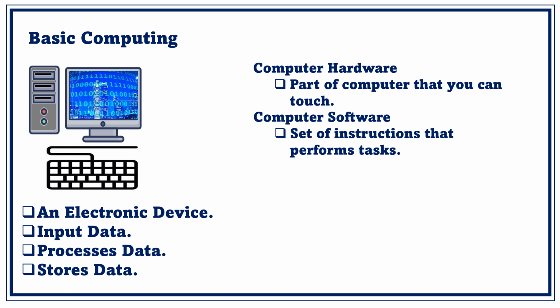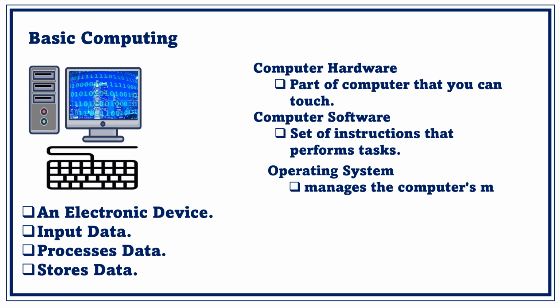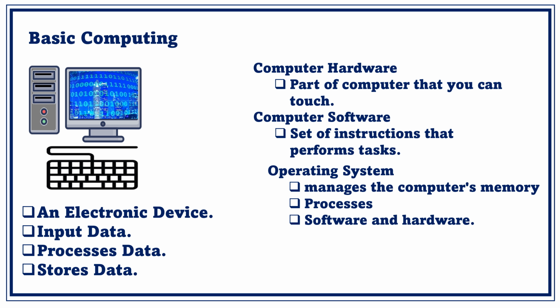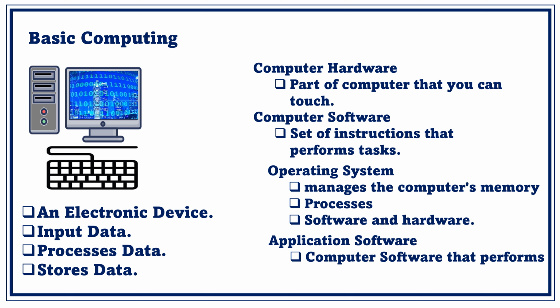Within computer software, we have two categories. Number one is the operating system, and the operating system manages computer memory and processes as well as all of its software and hardware. On the other hand, we have application software. These are computer software that perform specific tasks, for example, Microsoft Excel or Word.